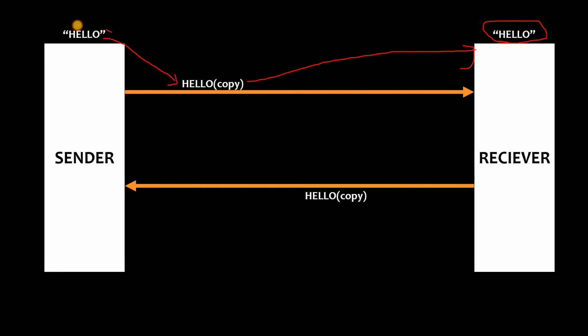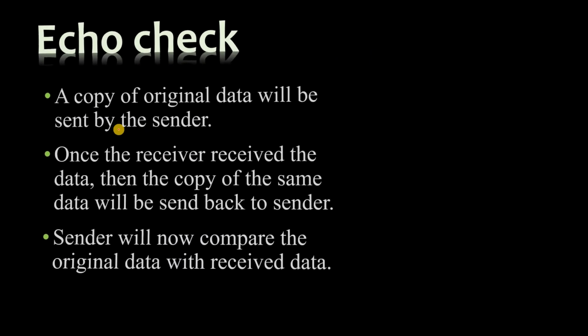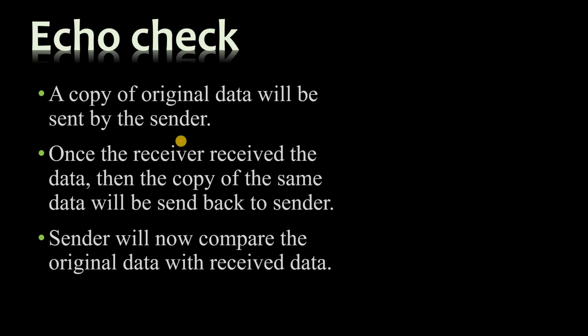Now the sender will compare the sent data and the received data. If it is equal, no action is to be taken. Otherwise, the sender will retransmit the data again. Okay, that is all. The copy of original data will be sent by the sender. Once the receiver received the data, a copy of the same data will be sent back to the sender. Sender will now compare the original data with the received data. If it matches, sender is not going to do anything. If it does not match, the sender will retransmit the same data again. That is what the echo check means, right?